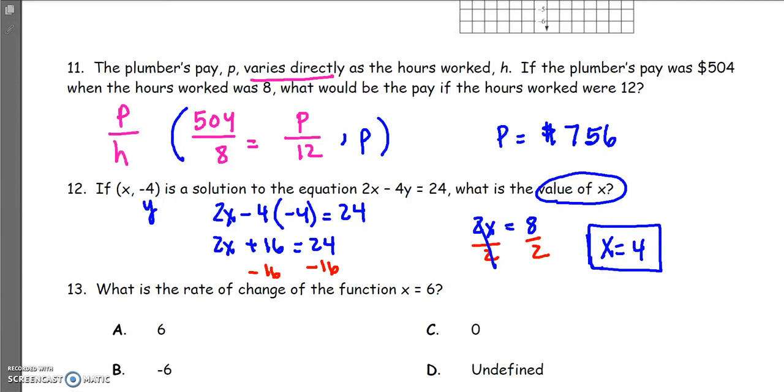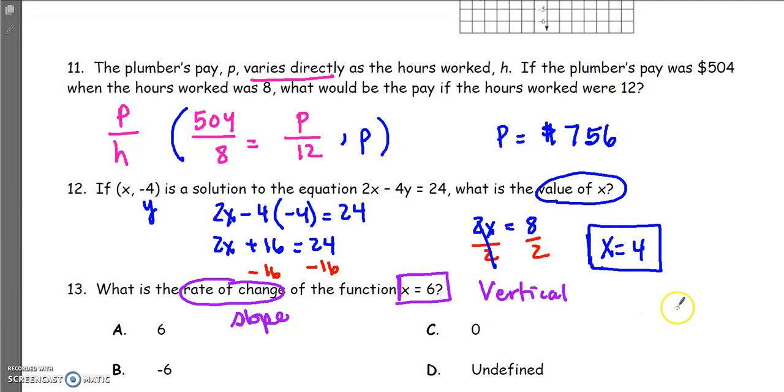And the last one on this page, number 13, it says, what is the rate of change of the function x equals 6? So rate of change just means slope. And so we have to look at this function, x equals 6. We have to remember, guys, that x equals 6 means this is a vertical line. So if I were to graph this, I'd go to 1, 2, 3, 4, 5, 6 on the x-axis. This is my x-axis. So I'd go to 6, and then I would draw a vertical line. That's what that's going to look like.